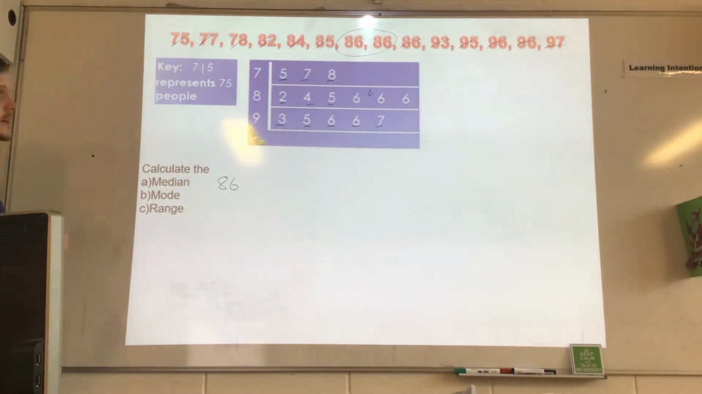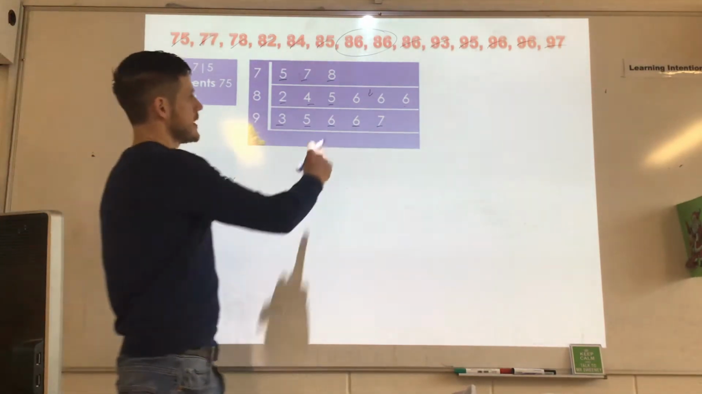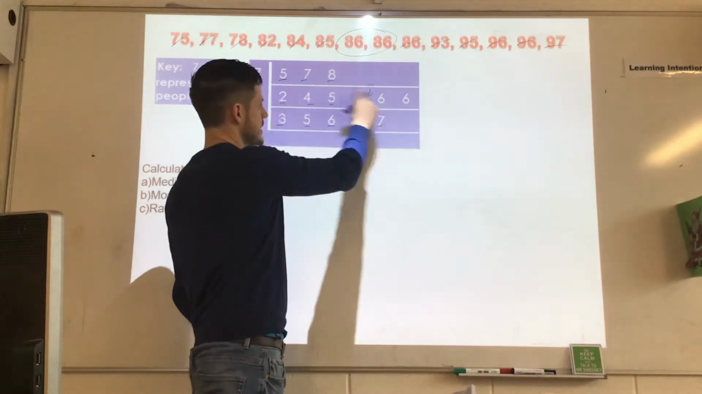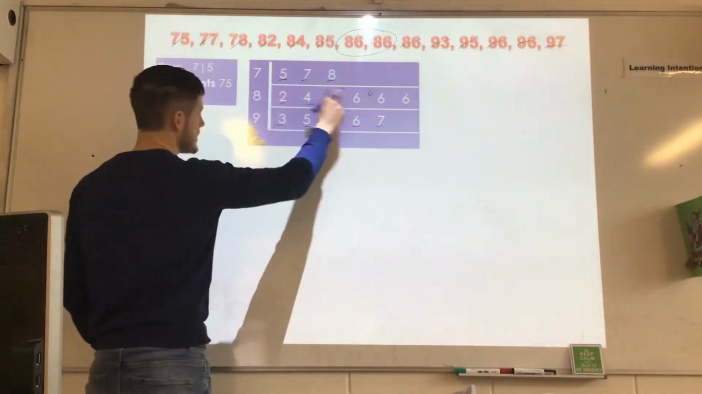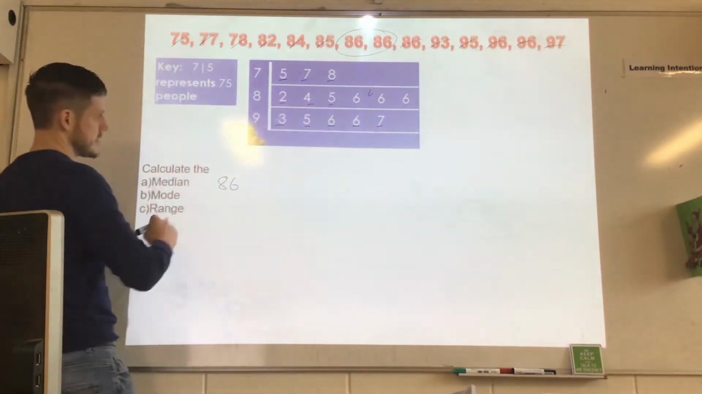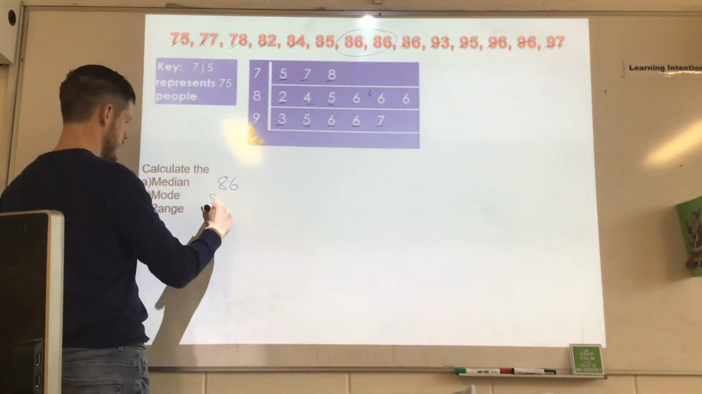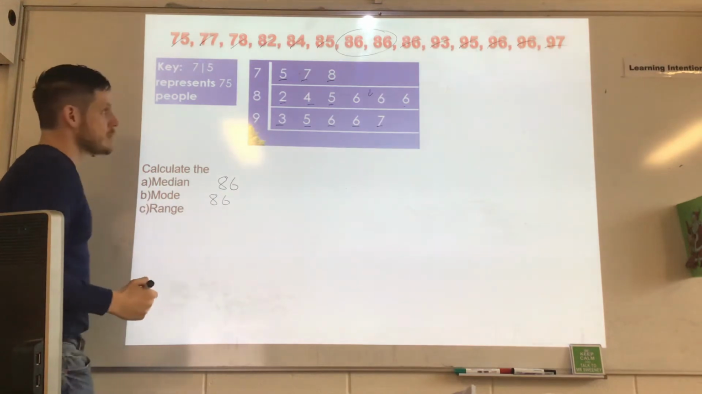The mode is actually quite easy. The number that comes up the most. If you look here, 86, 86, 86. Even though 6 comes up a lot of times, we only focus on the 86 because that's a different number than the 96 there. So the mode, the one with the most, is 86.